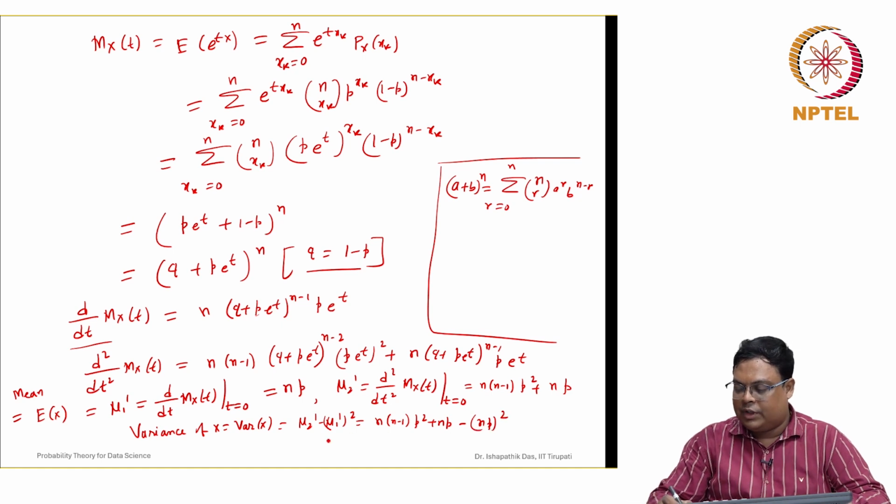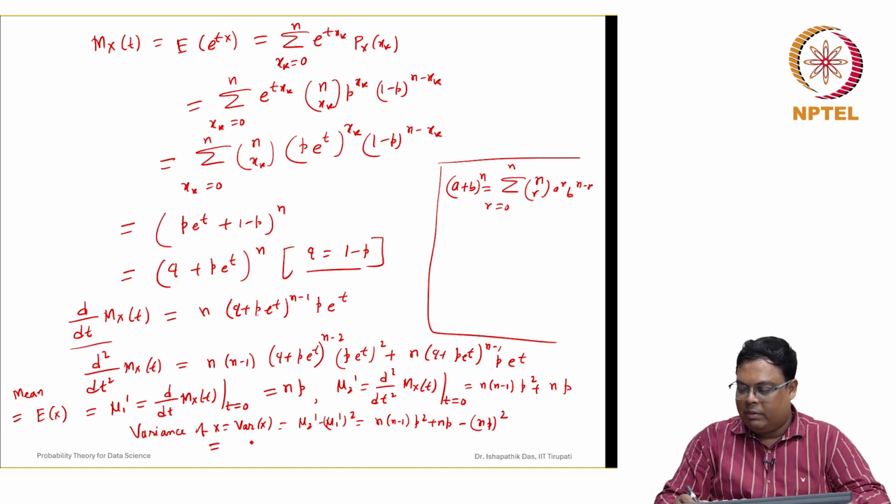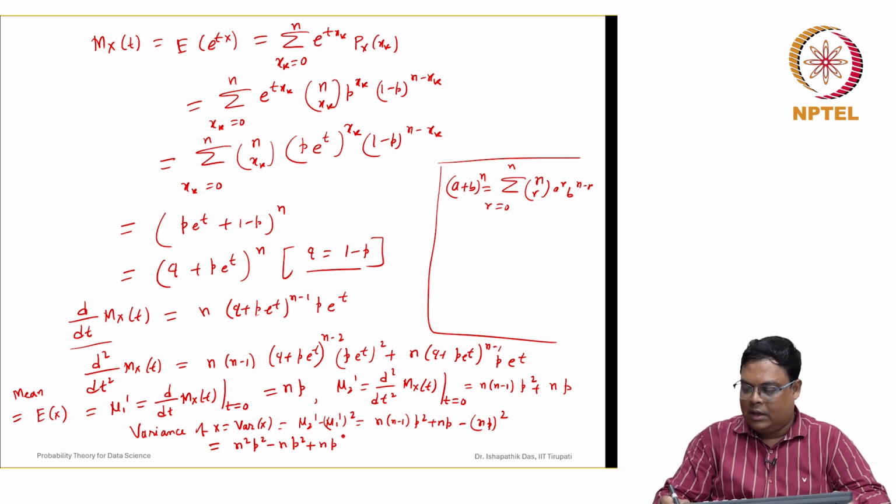Now we just have to simplify these things. So this will be nothing but n square p square minus np square plus np minus n square p square. So n square p square cancels, leaving np minus np square. If you take np common, 1 minus p, so this is np into q, npq.